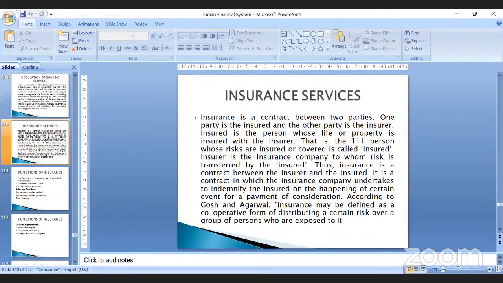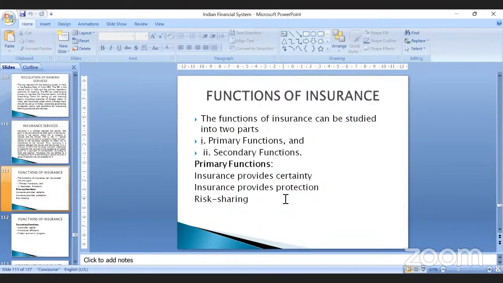insurances. Now, whenever we are talking about insurance, there are two major functions that insurance does. These functions are divided into two types. You have primary functions of insurance, and you have secondary functions of insurance. What are the primary functions of insurance? Insurance provides certainty. See, before the happening of an incident, what is your financial position? The insurance promises to put you in the same certainty even after the unforeseen situation.